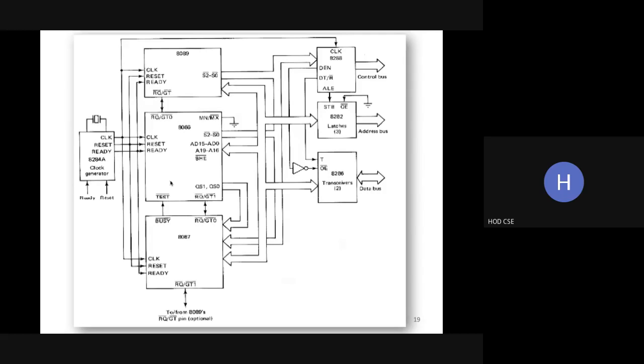See here, in the middle we have 86, at the top we have 8089, and at the bottom we have 8087. Then we have this 8288, a bus controller, and these latches. 8282 is the address latch. How many address latches will be there?